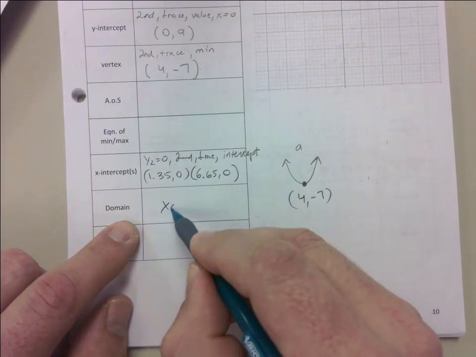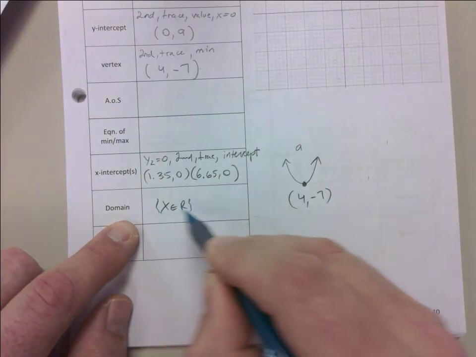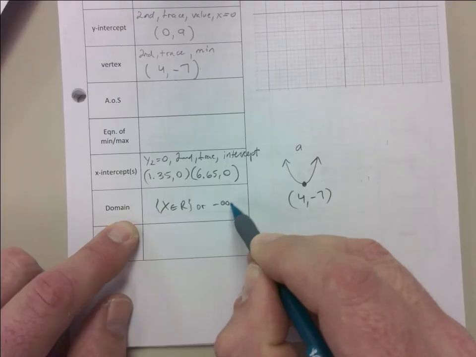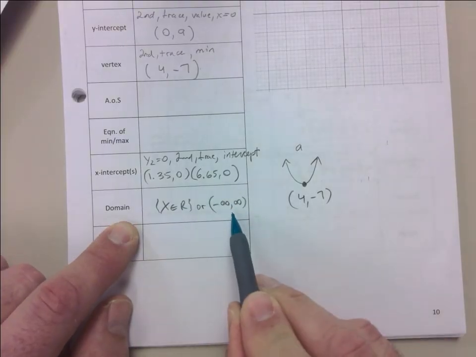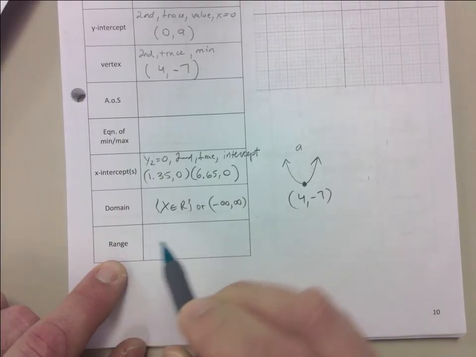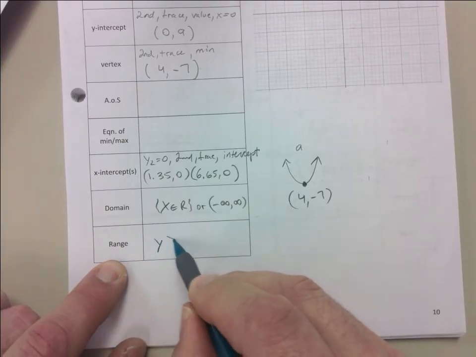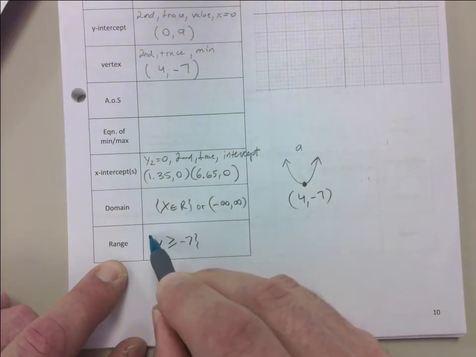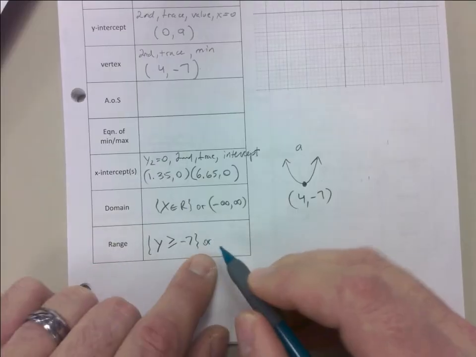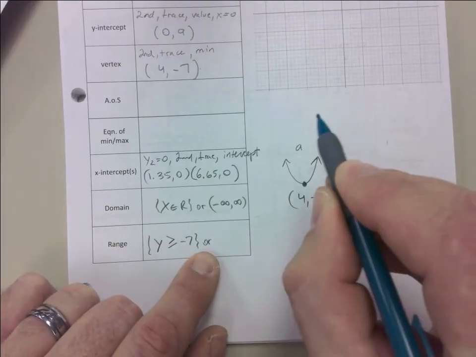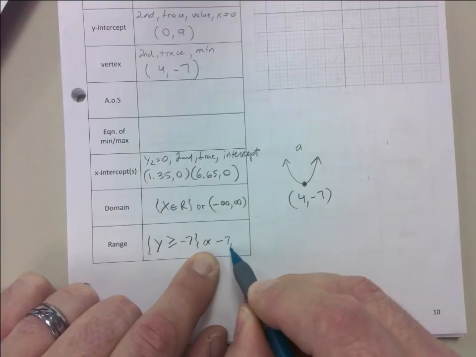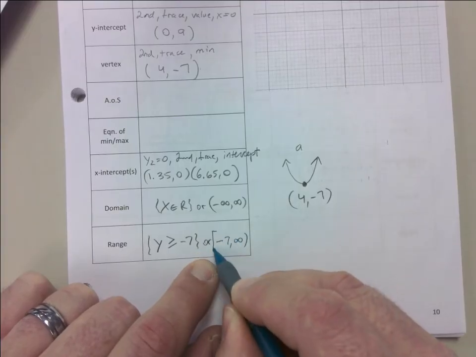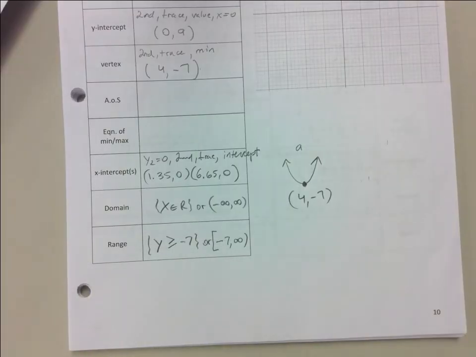So the domain, I'm just going to stick with writing the same thing every single time for now. For the range, it's y is greater than or equal to -7. That's that. Or you go from -7 to positive infinity. That's how it goes. Okay.